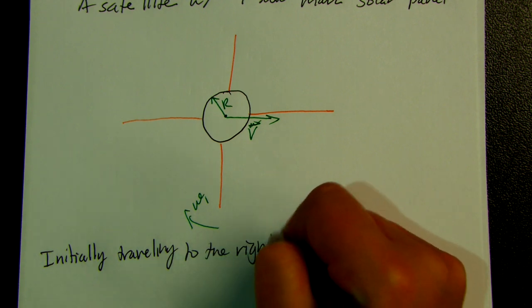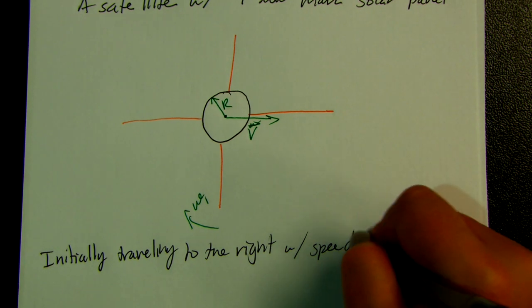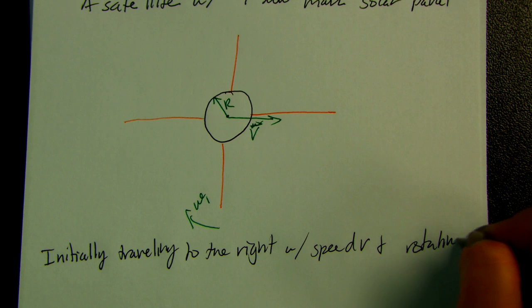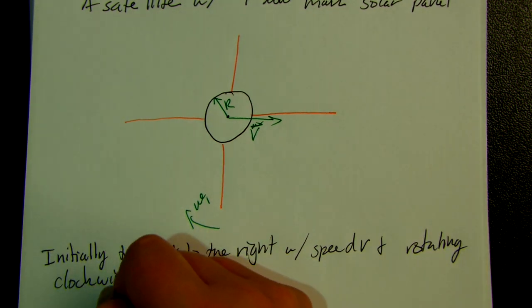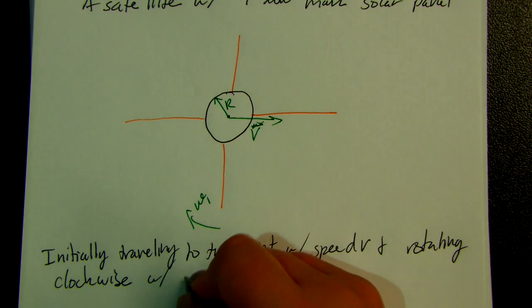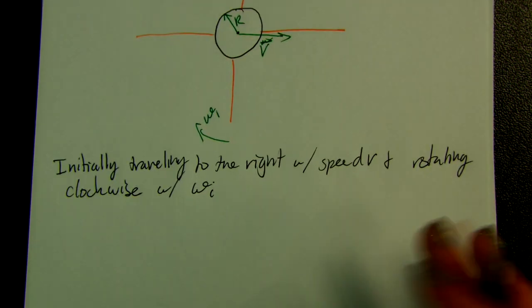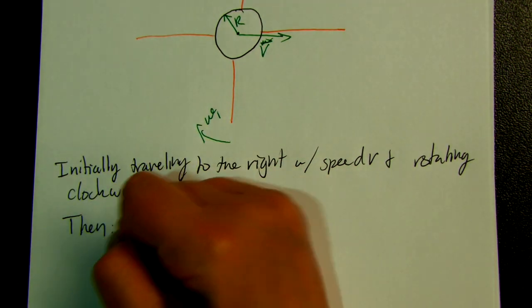Initially traveling to the right with speed v and rotating clockwise with omega initial. Okay, then something happens.